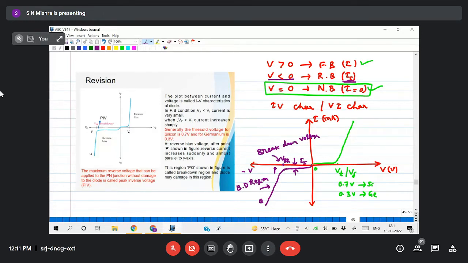Before this breakdown, suppose I have observed that at minus 5 volt, a huge amount of current is flowing and the diode may burn. So just before this, maybe minus 4.9 volt, we can take as the maximum voltage which we can apply. That is represented as PIV.